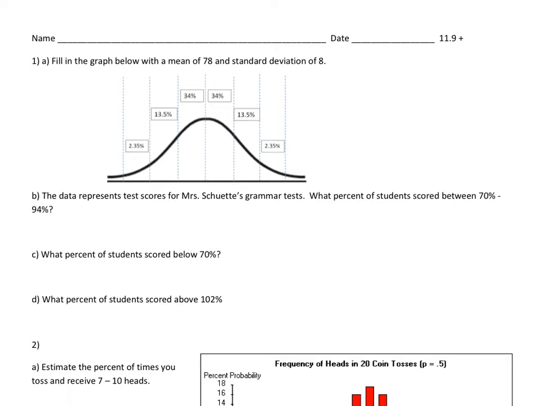You have to remember though that this tail is 0.15% and this tail over here is 0.15% also. The thing you have to remember is that this is half of it, so this should all equal 50 and this should equal 50. So this little tail should always be 0.15.